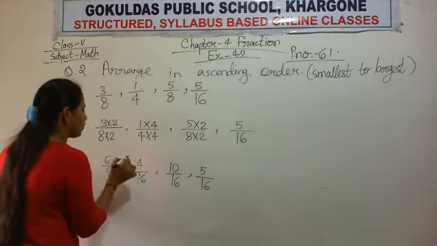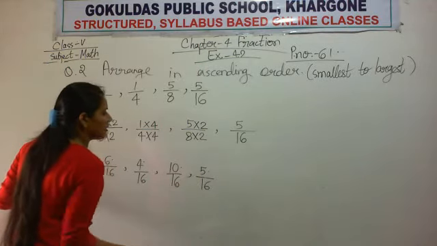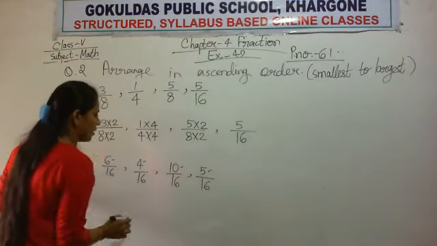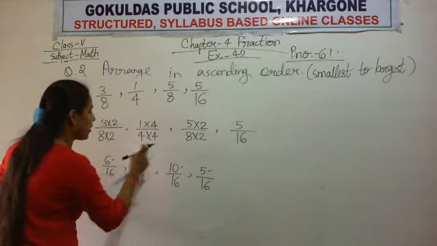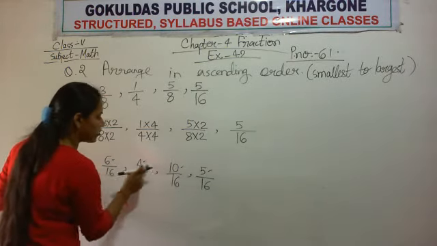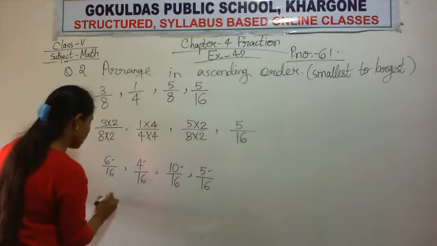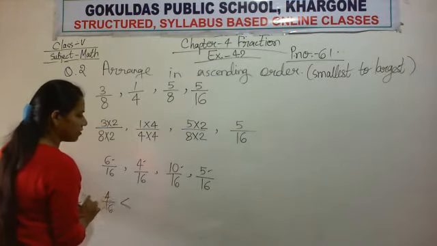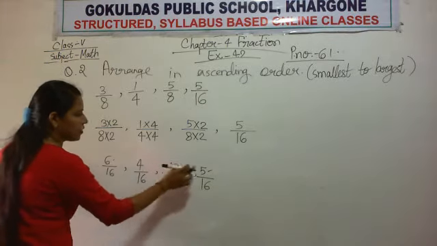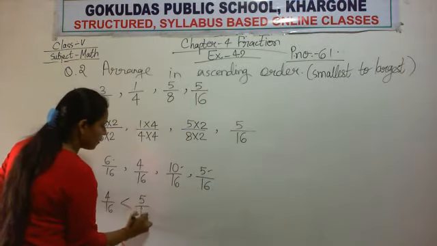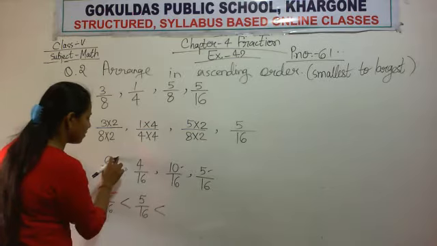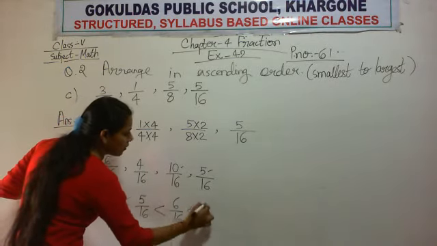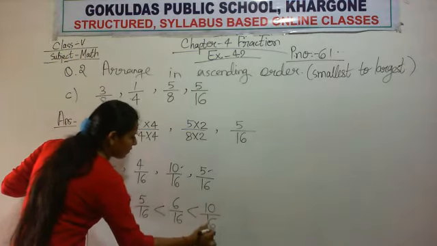In like fractions we check only the numerators. We compare numerators only. So which numerator is smaller? 6, 4, 10 and 5. Which one is smaller? 4 is smaller. So write 4 upon 16 first. Then which fraction will come? 5 upon 16. Then 6 upon 16 and lastly 10 upon 16.